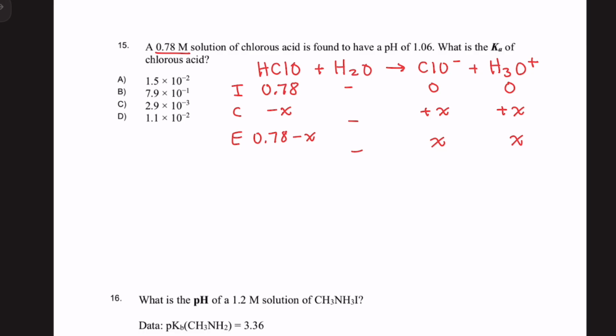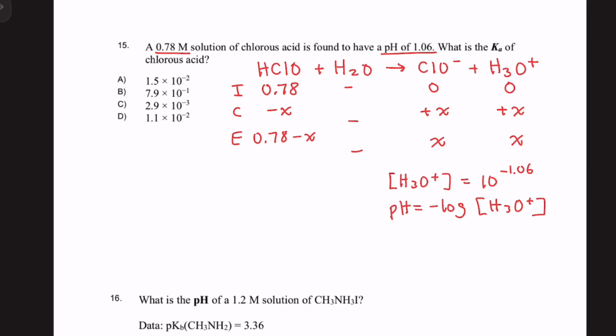Okay, well, we actually know what x is because it tells us what the pH is. It's 1.06. So if the pH is 1.06, we can figure out the concentration of hydronium ions, which is simply going to be 10 to the negative 1.06. And remember, if we want to go the other way, the pH is going to be negative log of H3O plus concentration, just as a refresher.